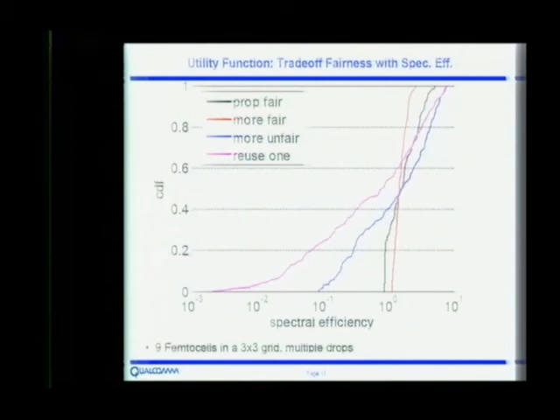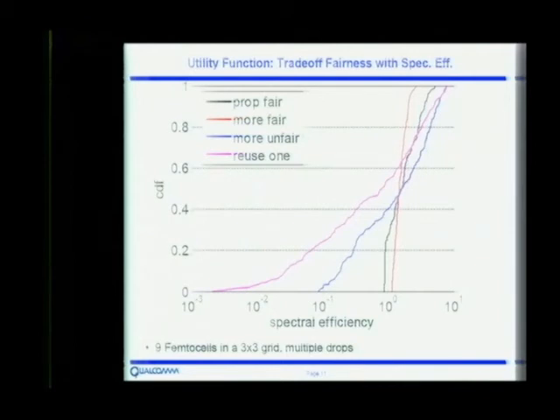I'm fairly sure I can show convergence in this specific case, but let's look at what this algorithm does just to get some feel for the utility function we should use and how it can actually be used. So this magenta curve shows the rate CDF when you do reuse one.